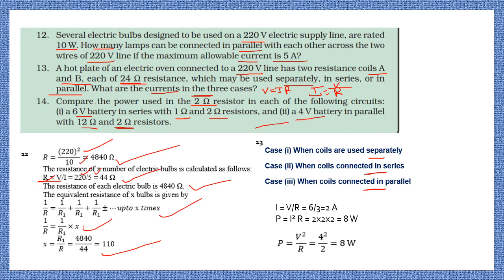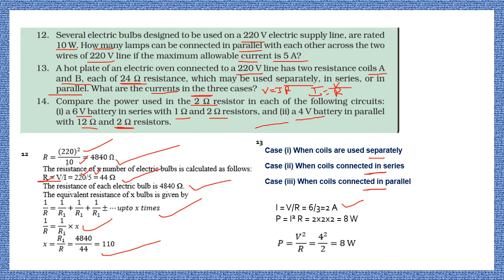ओके, ओम्स लॉ यू नो, V इज इक्वल टू I R. वहां से इफ आई फाइंड आउट I, विल बी V अपॉन R, मतलब 6 अपॉन 3, 2A. फॉर फर्स्ट केस आई एम फाइंड आउट I. ओके, तो I is 2A.